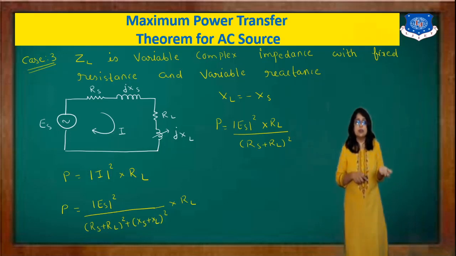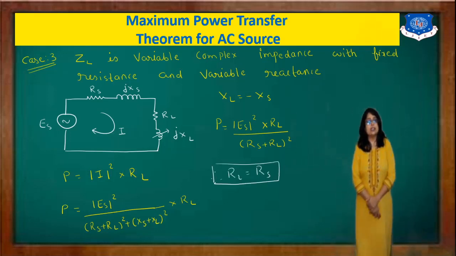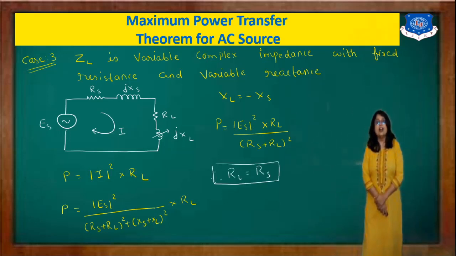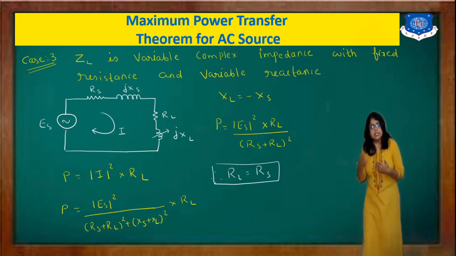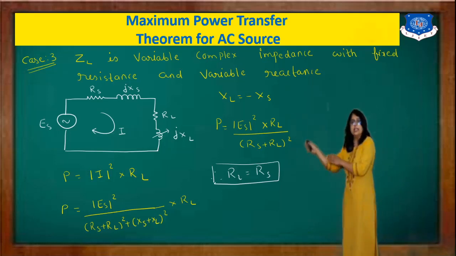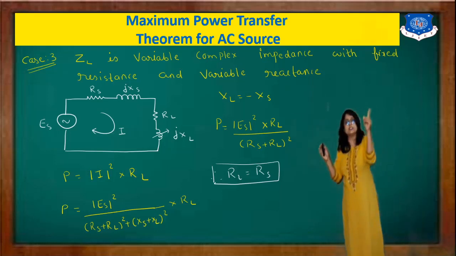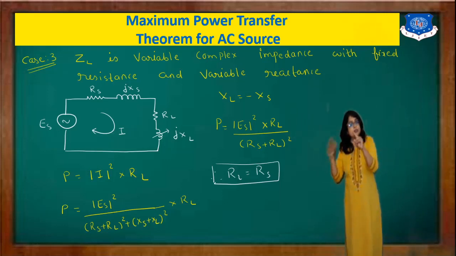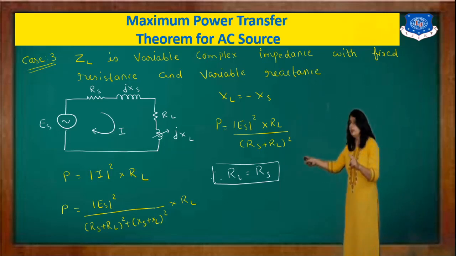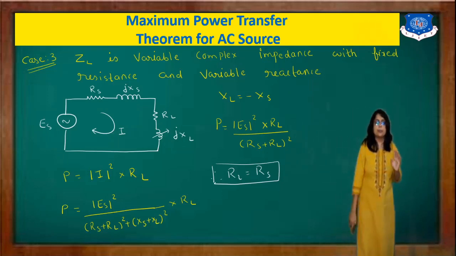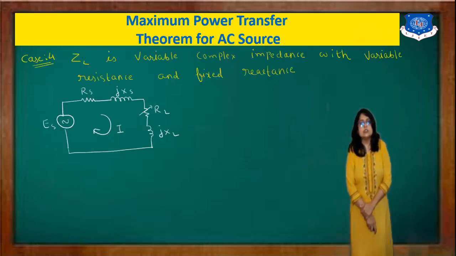This is same as the previous case. So we can say that RL equal to what? It's RS. See, no need to derive the same thing, right? Already we have given the derivation of this term in the DC source. So here we will directly use that and write according to that, RL equal to RS.